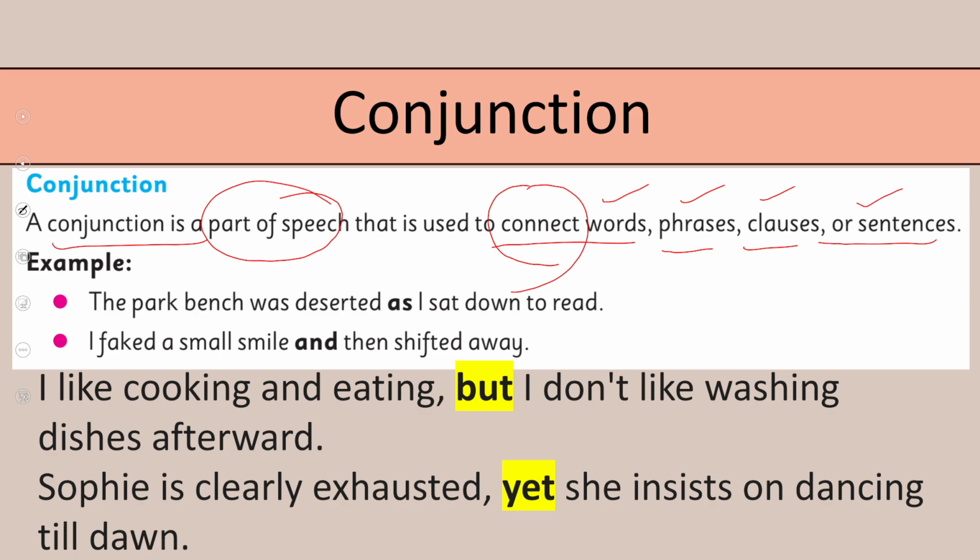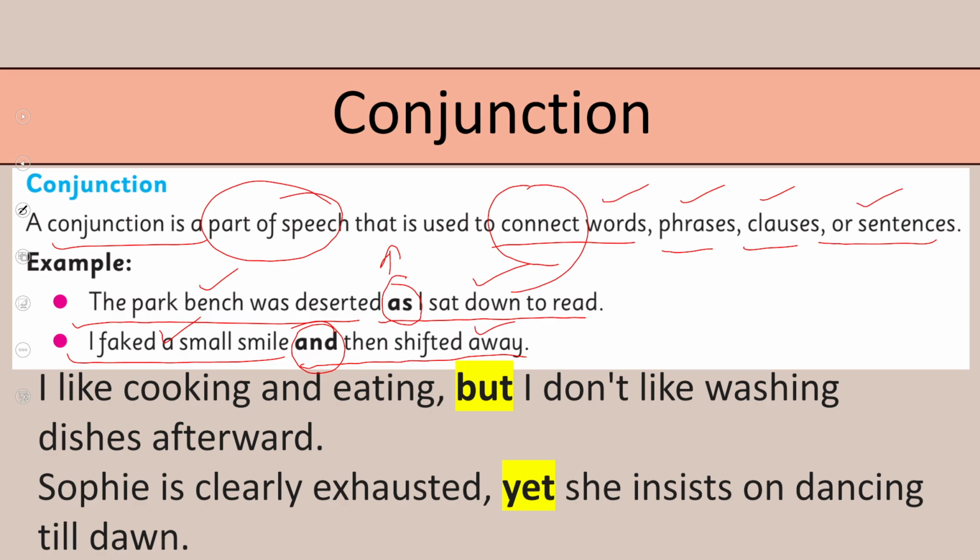For example, the park bench was deserted as I sat down to read. Now, here, this is working as a joiner. It is linking this part of the sentence with this one. The park was deserted as I sat down to read. Next, I faked a small smile and then shifted away. Now, with this conjunction, this word, this joiner, we are connecting this part of the sentence with this one. And instead of writing two different sentences, we can just write one simple complex sentence.